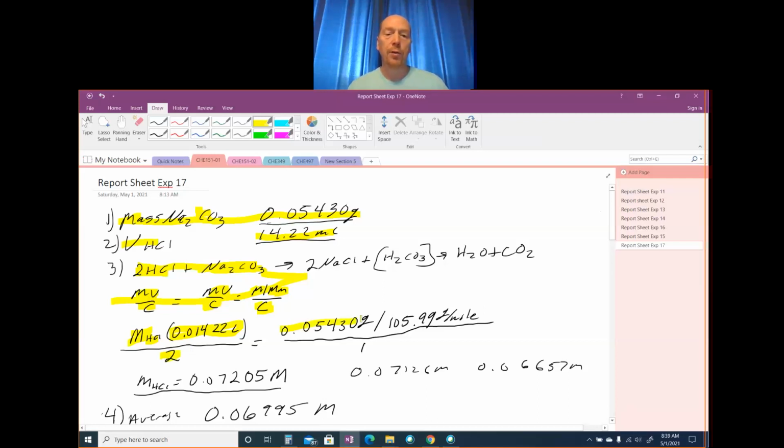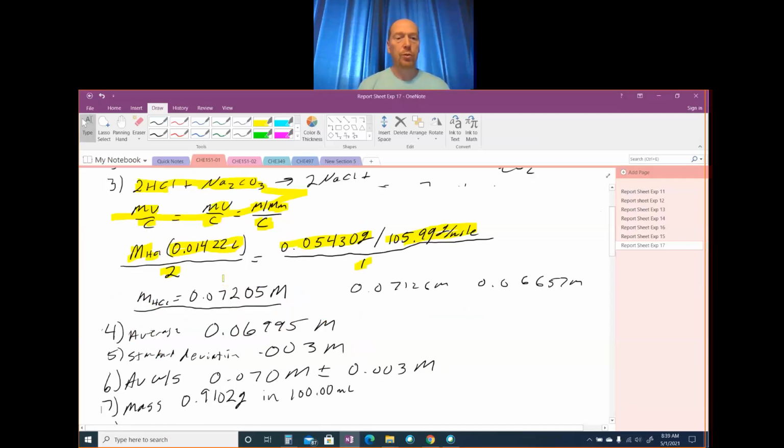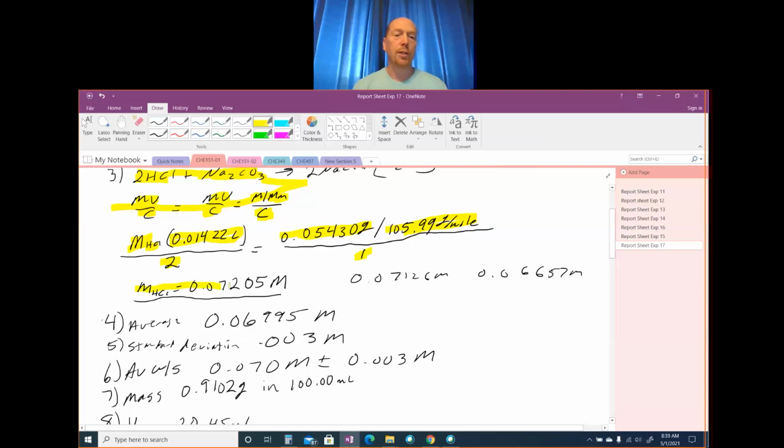Your mass you weighed out is 0.05430 grams divided by the molar mass of the sodium carbonate. And the coefficient of that is 1. And you get 0.07205 molar HCl. All right, and you do the other two. The data that I have is those three.